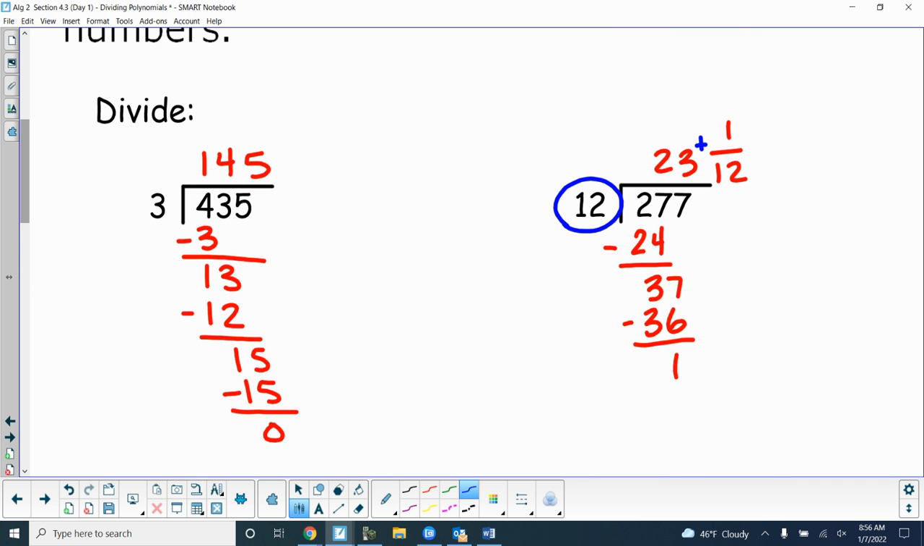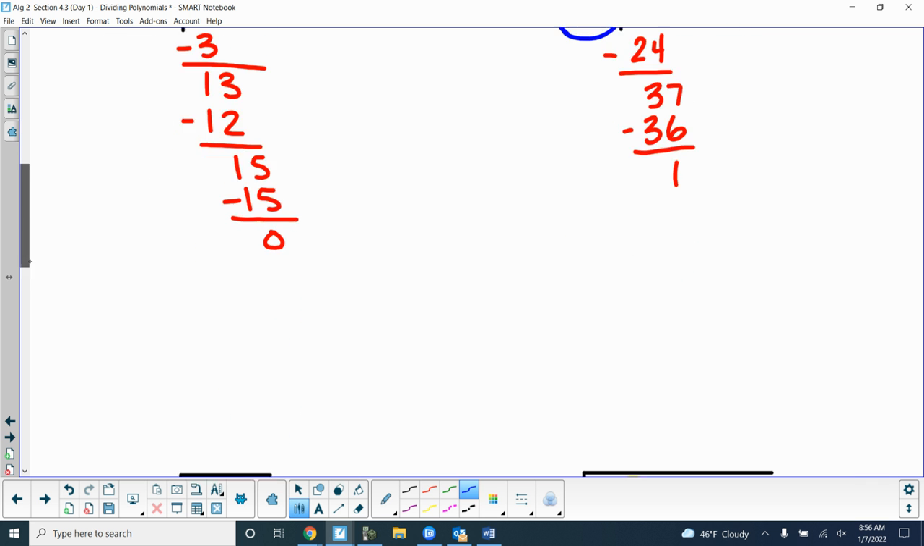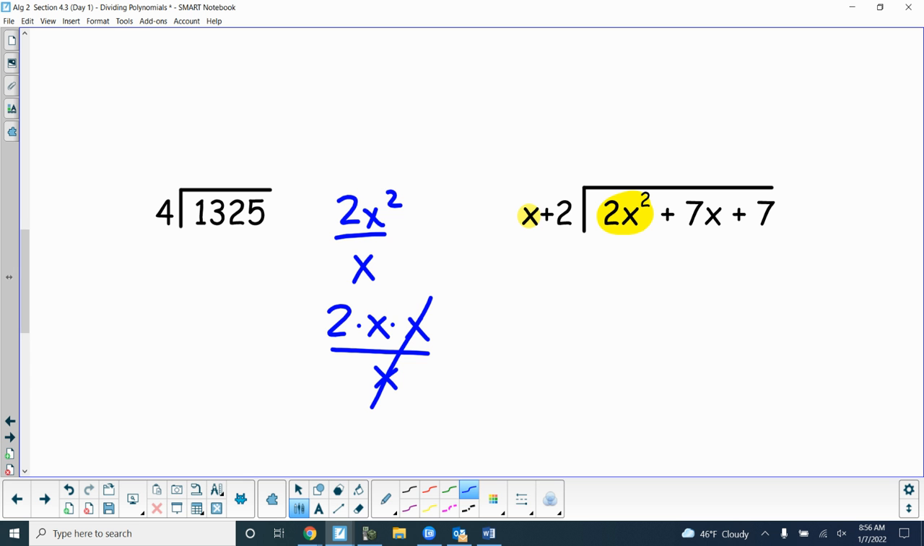How many times does 3 go into 4? We put a 1, right? How many times does x go into 2x squared? 2x times, right? And where did I put that 1? I put it up there, right? So I got to put this 2x up here.